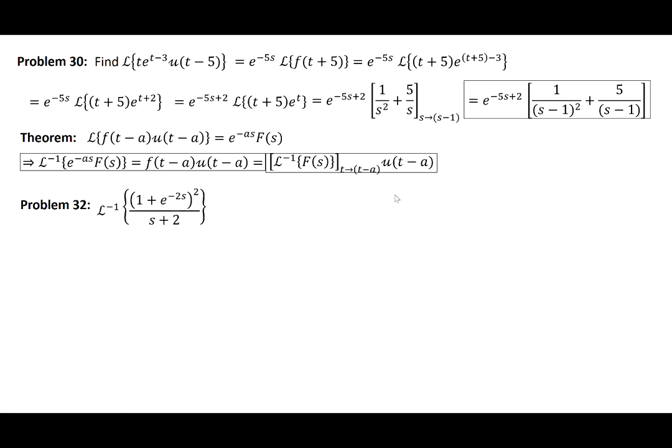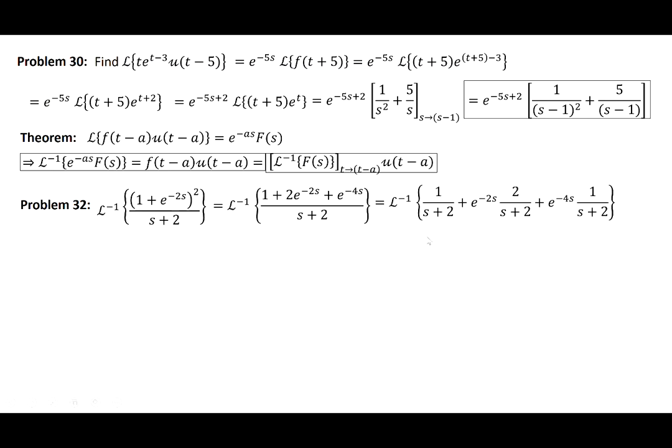Let's solve some problems. Does this look like Laplace inverse of e to the negative as f of s? Nah, not right away. It doesn't look anything like e to the negative as f of s. What if we were to do this? We were to expand that, distribute that 1 plus e to the negative 2 as the quantity squared, or FOIL that out. We get this. And now can we split this into 3 separate fractions? Yep.